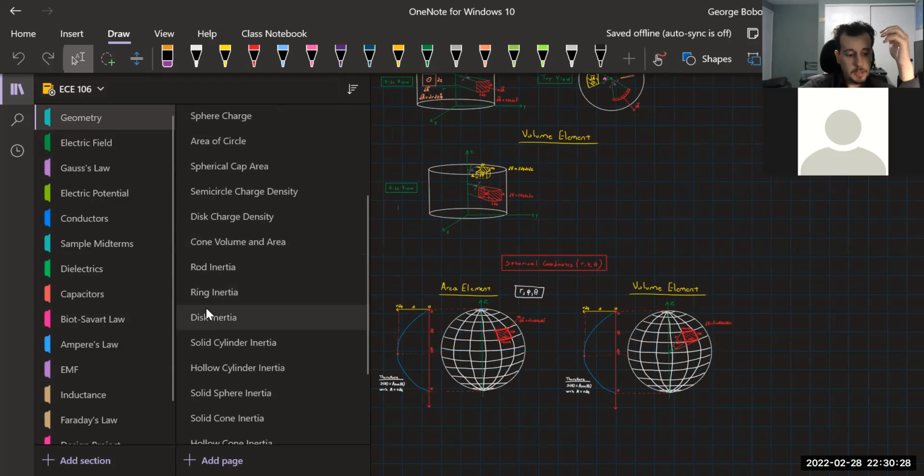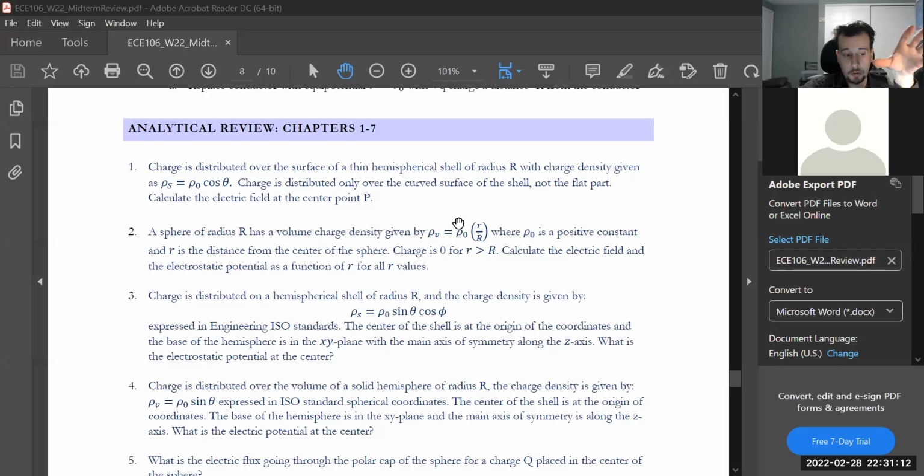Of course. And here, let me pause the recording one sec. So just look, don't just answer my questions. Look at this. Charges distribute over the surface of the thin hemispherical shell. Gauss's law or not Gauss's law?